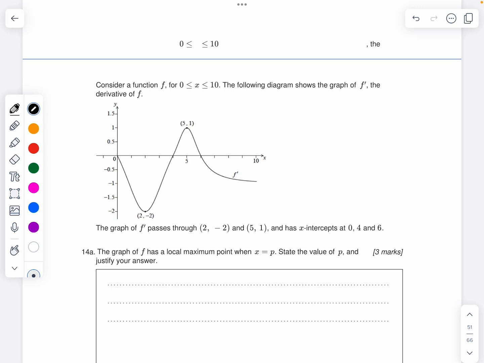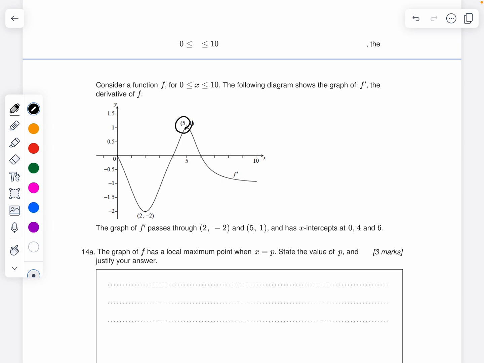Next, question number 14. Consider the function f, where x lies between 0 and 10. The diagram shows the graph of f prime, the derivative of f. The graph of f prime passes through 2 comma minus 2, 5 comma 1 and has x-intercepts at 0, 4 and 6. The graph of f has a local maximum point at P. State the value of P and justify your answer.